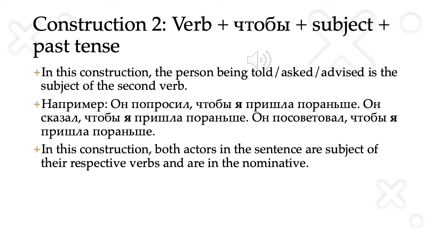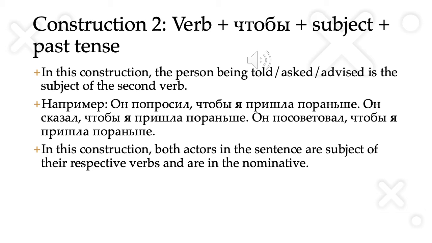The first one, the one that we just learned with the verb plus the object plus the infinitive, is more common in spoken or informal Russian. And the second one that we're about to learn, the verb plus чтобы plus subject plus the past tense, is more common in written or formal Russian. So in this second construction, the person who is being told or asked or advised to do something is the subject of the second verb. So we have verb 1 plus чтобы, and then we have the subject of the second verb and verb 2 in the past tense.